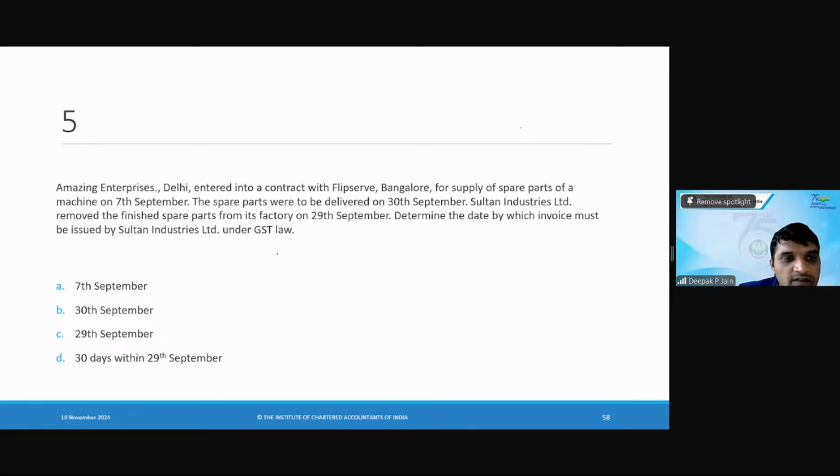Because it was removed from the factory on 29 September. So the invoice has to be raised before that, right? It is not when you had agreed to deliver. Actually, when the goods are getting removed, that is the time when you have to raise the invoice, not when you had committed. Sometimes you may commit now, but deliver it later on. So you will not raise the invoice when you had committed, right? When the actual transaction happens is when you will raise the invoice. So in this case, it is mentioned that they removed the finished spare parts from its factory on 29 September. That's why you have to raise the invoice by the 29 September.